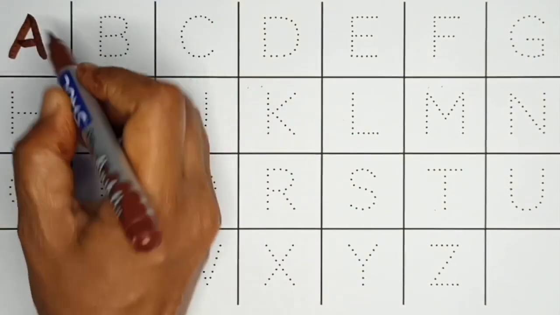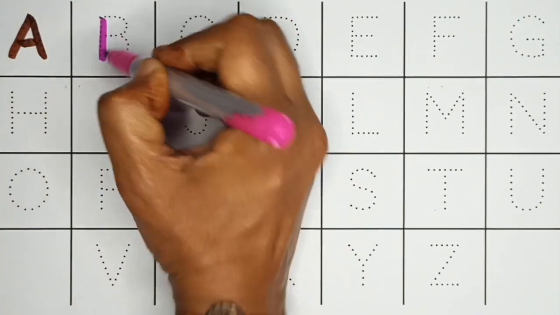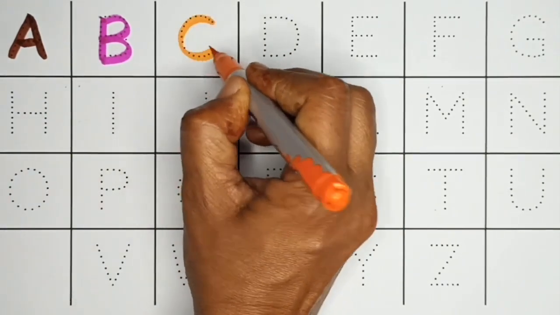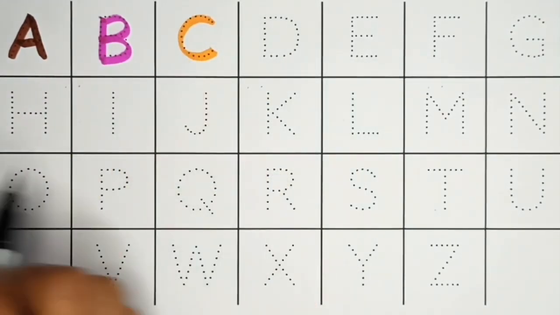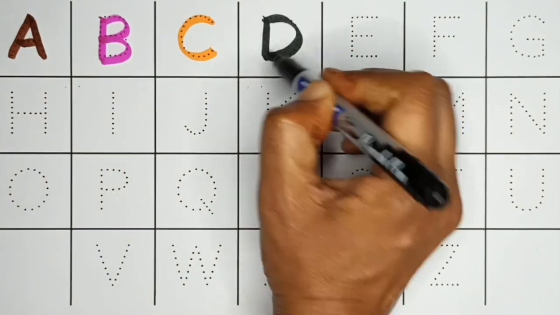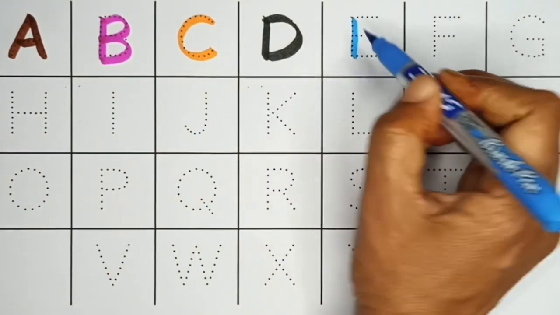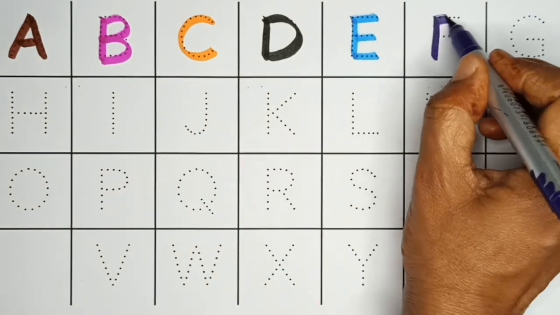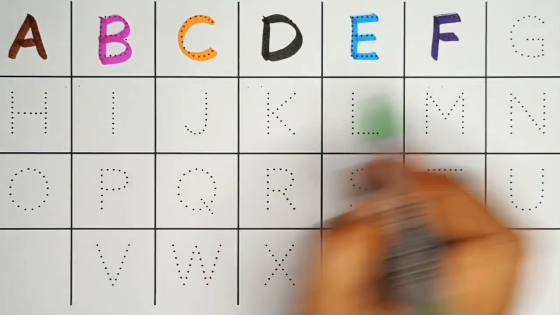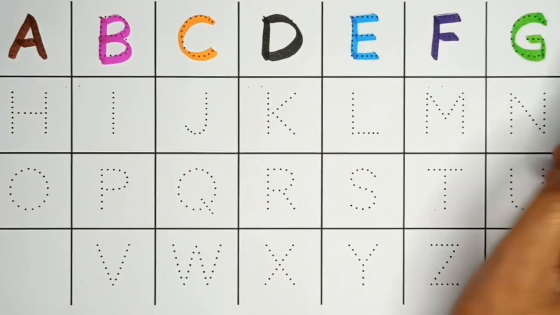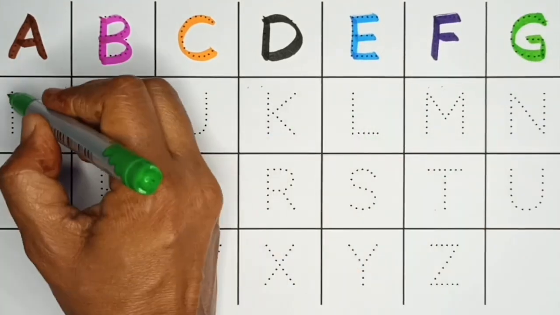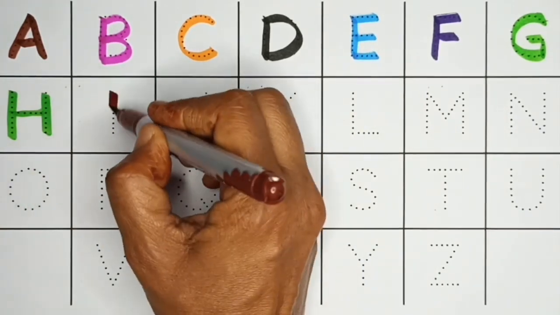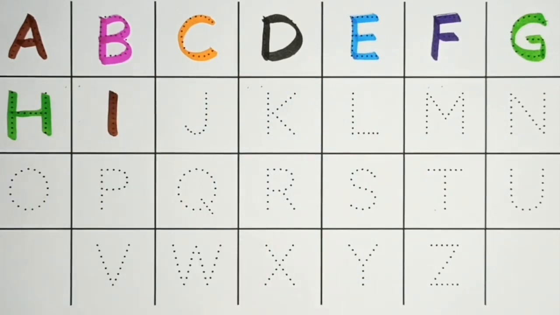A, A for apple. B, B for ball. C, C for cat. D, D for dog. E, E for elephant. F, F for fish. G, G for grapes. H, H for hen. I, I for ice cream.